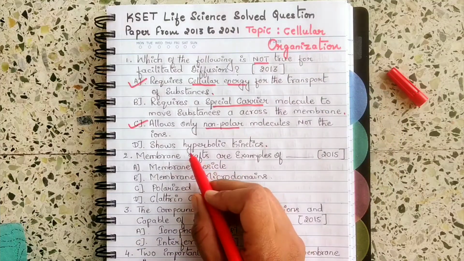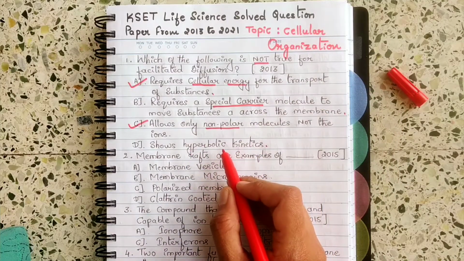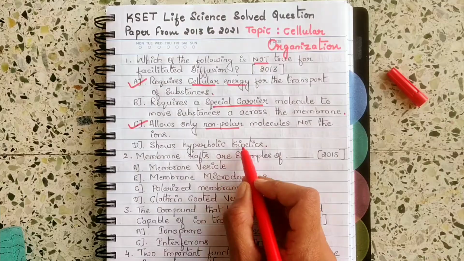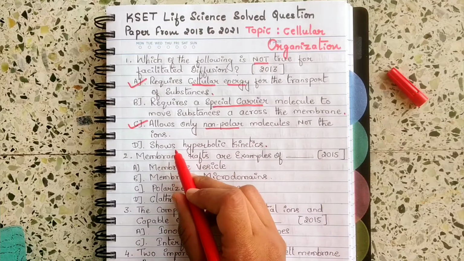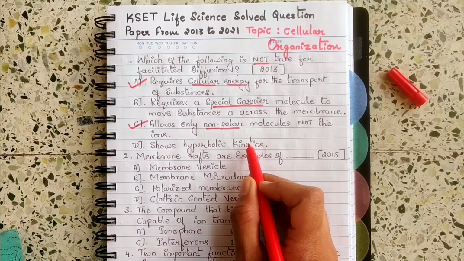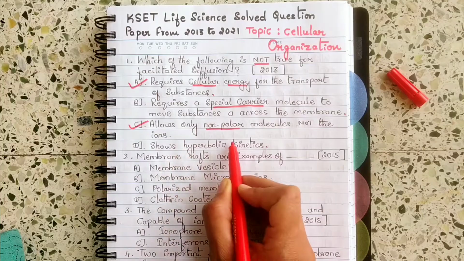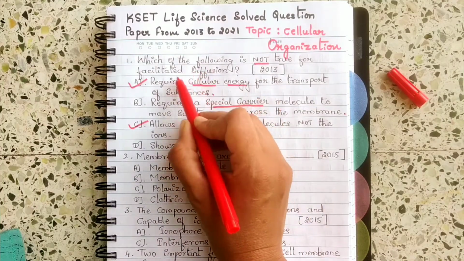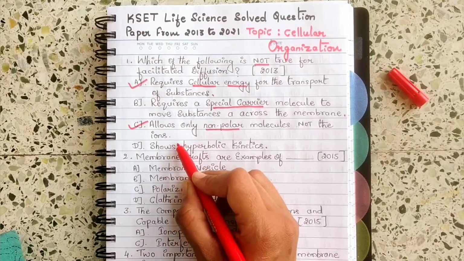Okay, and shows hyperbolic kinetics. For hyperbolic kinetics, you should know the theory called Michaelis-Menten kinetics. There you are going to see this hyperbolic kinetics. So they are saying here it shows hyperbolic kinetics, which is not correct for facilitated diffusion, because facilitated diffusion doesn't show this hyperbolic kinetics, but they are saying it shows, and they are asking which is not true. That's why this option is not correct.